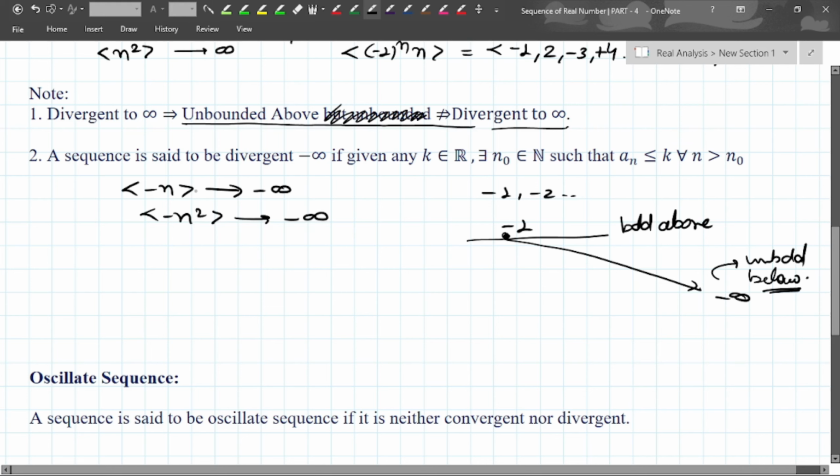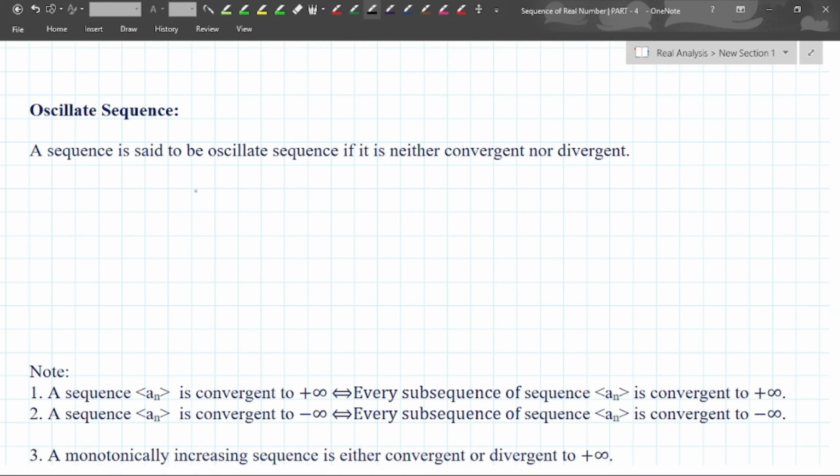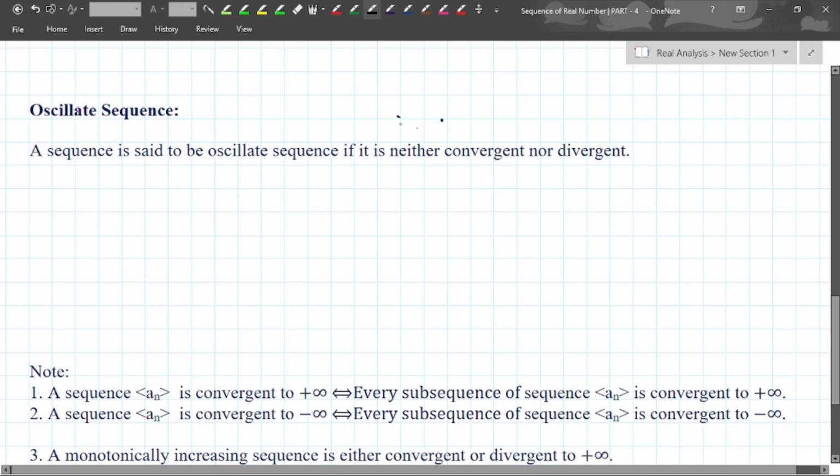Okay, next we have the oscillating sequence. What do we mean by oscillating? Oscillating is something which will oscillate from one point to another point. The sequence will attain this term, and again attain this term. This will oscillate between these two terms.